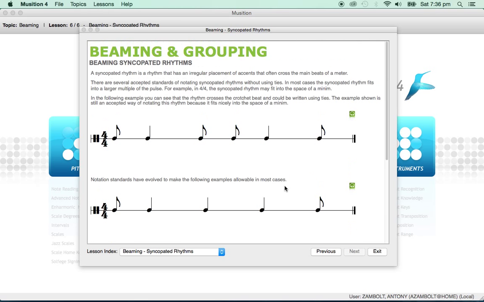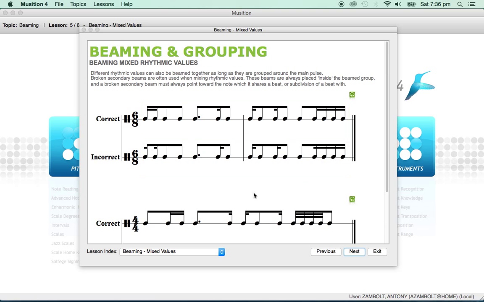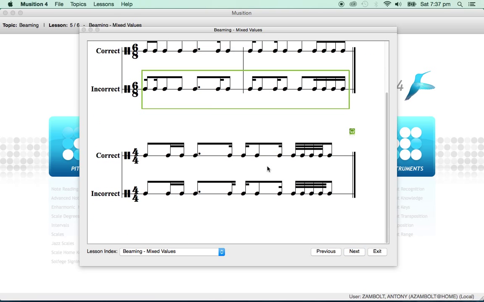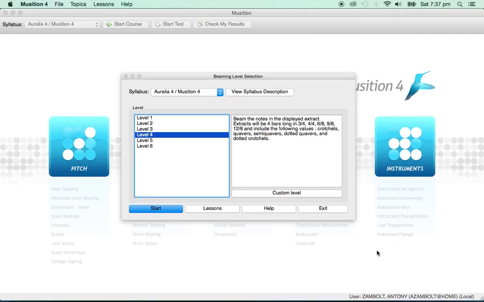Syncopated rhythms, so we probably don't need to go into this one too much. But this one, definitely have a look through this and just make sure, because these are some special exceptions, basically, is what these ones are. Let's go exit on that and give it a go.